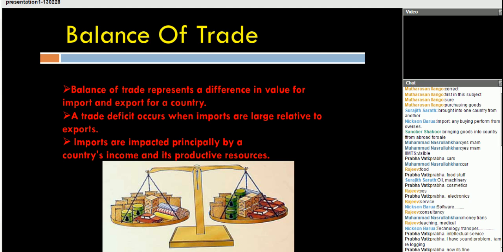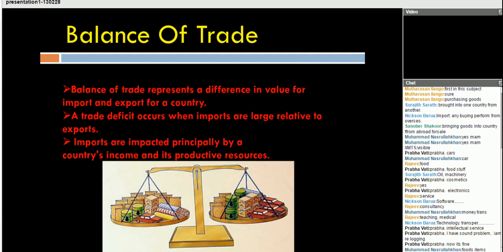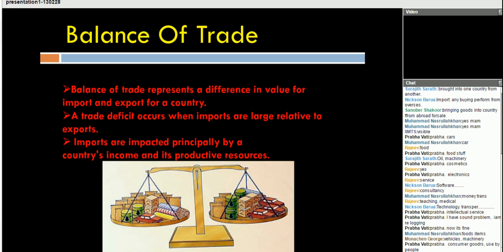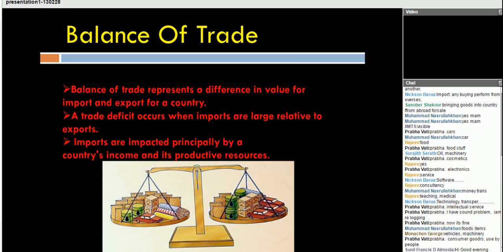Okay. So types of imports are of two types: industrial and consumer goods, and intermediate goods and services. So you all understand these two types of goods. What are industrial and consumer goods? Industrial and consumer goods. Food items. Okay. Then what else?